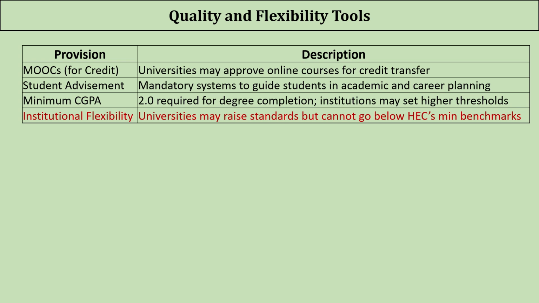By allowing approved online courses for credit, universities can expand access to global resources and help students learn at their own pace. This emphasizes academic advising, ensuring students receive personalized guidance throughout their academic journey. While the minimum CGPA for graduation is set to 2.0, institutions can and are encouraged to set higher standards or add requirements that align with their mission and context. This flexible structure is about raising quality, not lowering the bar.